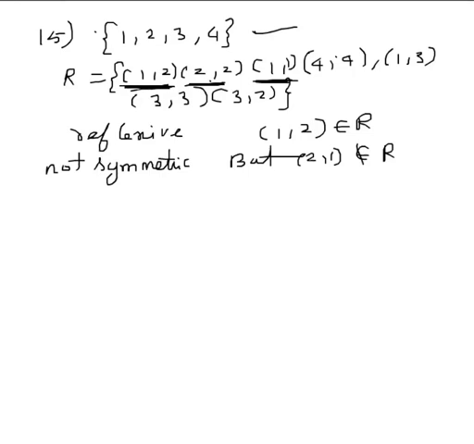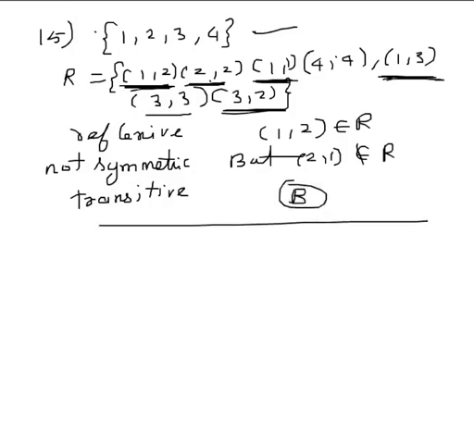It is transitive, so you can check for all possible elements. (1,3), starting with 3 I have (3,3), so (1,3) is there. For (1,3) and (3,2), (1,2) is there. So check for all possibilities. The transitive condition takes time to check. So it is transitive. You have to check for all possible elements. Therefore, option B is the correct answer.